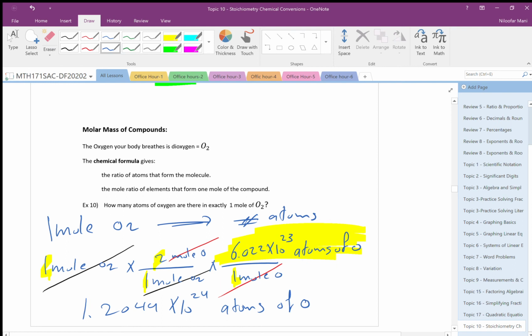Remember, it asks how many atoms of O in 1 mole of O2. O2 is what we need for our body. So first I go from 1 mole of O2 to how many moles of O, which is 2, and then I go to how many atoms. So this number will be double.